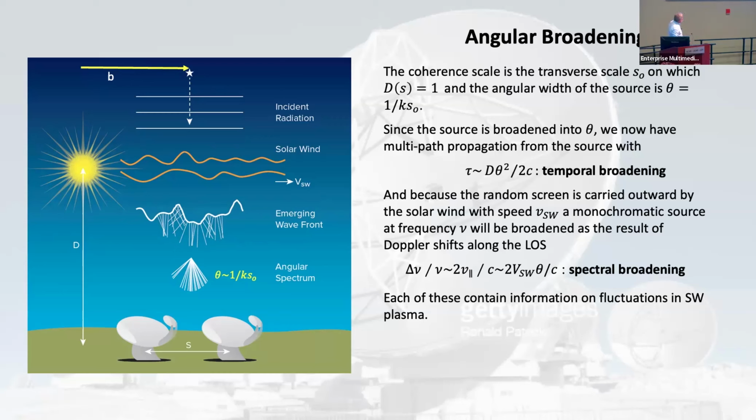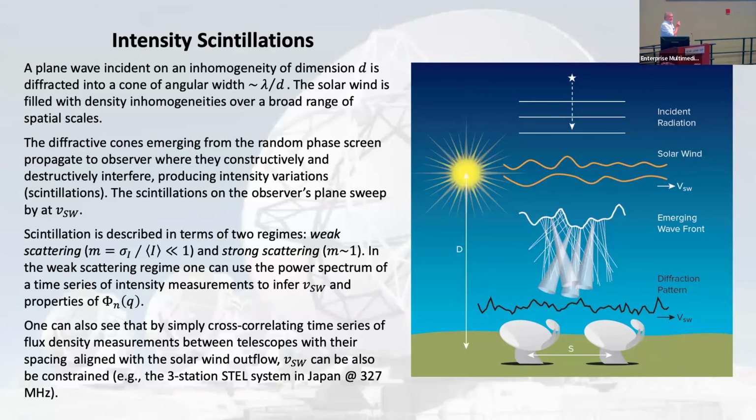And the example I'm going to show you is using angular broadening to do this. I'm not going to really dwell on scintillations, that's fourth moment statistics, because you're correlating intensities, and the intensities are electric field squared, so fourth moment in electric field. But I'm sure you've heard about IPS, interplanetary scintillations, or ISS, interstellar scintillations. Basically, the incident wave is scattered by an inhomogeneity of size d into a diffractive cone. These propagate down to the ground. They constructively and destructively interfere, producing variations in intensity.